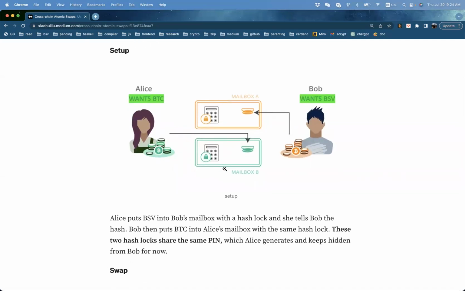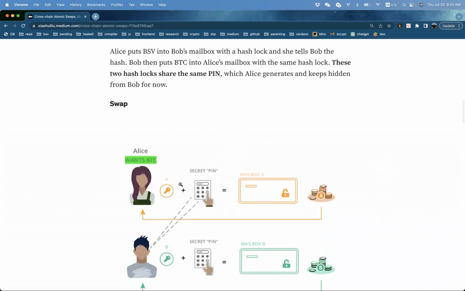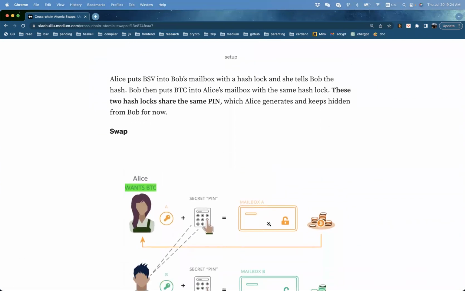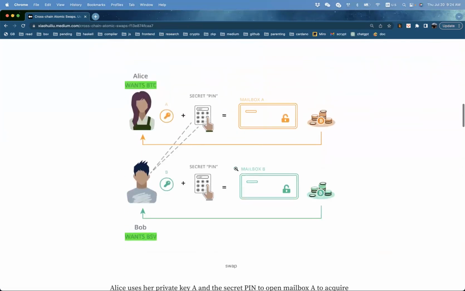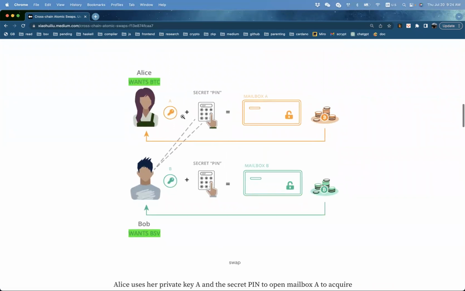Does that make sense so far? Yeah. Okay. And then after they finish the setup, they deposit all the coins in each other's mailbox. What's next is Alice is going to open her mailbox, right? She needs to use her key and, importantly, also the PIN number. Because, if you remember, Bob already put his coins in Alice's mailbox. So when Alice wants to retrieve the coins, when she opens the mailbox, she uses the key, of course, the signature in this case, and also enters the PIN.